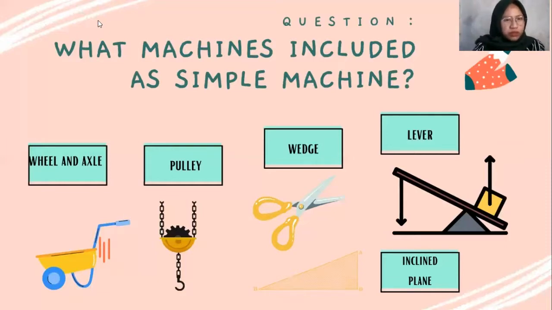So the last one is inclined plane. Don't you wonder why inclined plane is included as a simple machine? Because it could move you everywhere. You know the escalator or the moving stairs at the mall? It's actually an inclined plane, and it is included as a simple machine. So you move because of it, and it is inclined. It's basically very useful, and it could move you everywhere. So these are examples of simple machines.